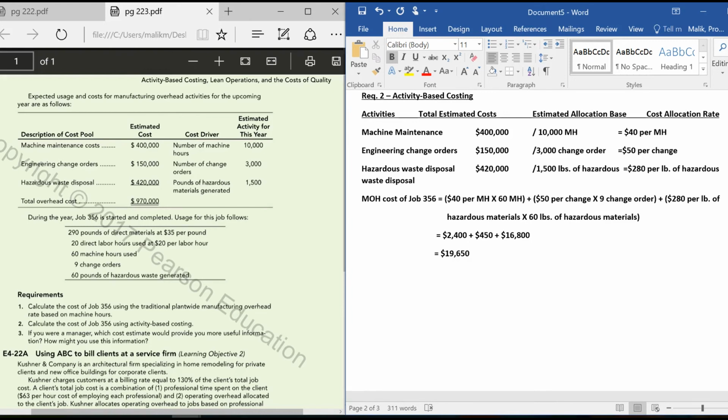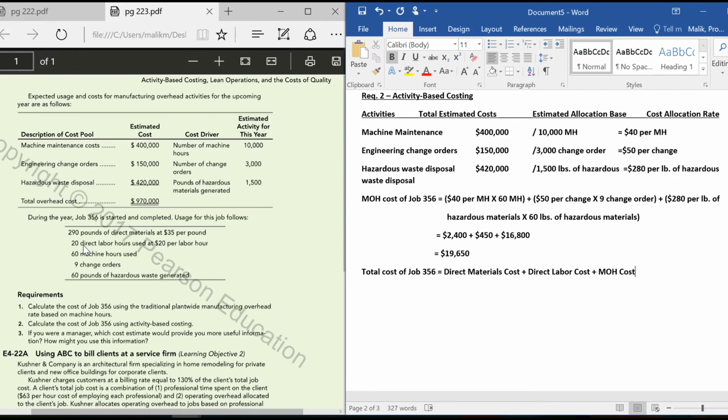activity-based costing. So now we need to find out what is the total cost of job 356. It's the same as what we did before. We need to calculate all three costs. Total cost means direct material costs, direct labor costs, and our manufacturing overhead cost. I'm writing every detail so that you can check it out later.